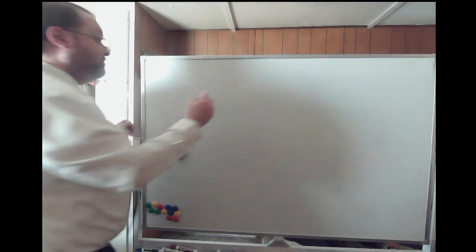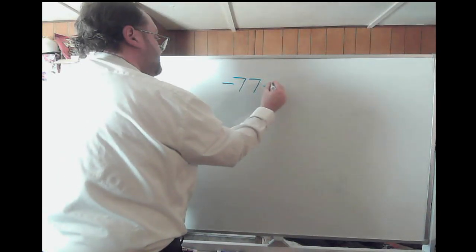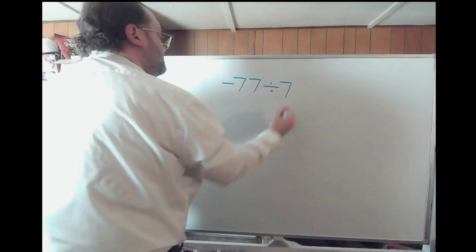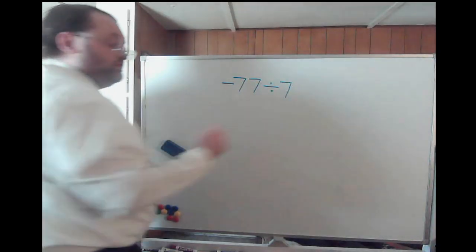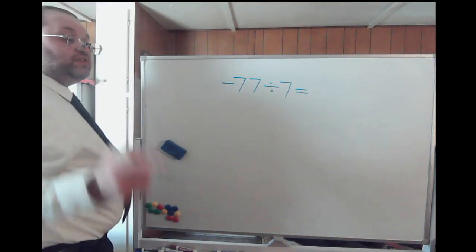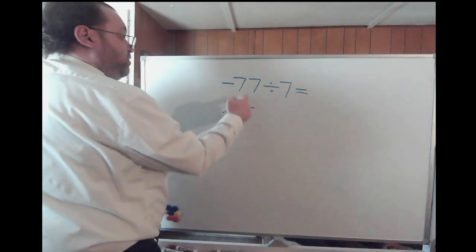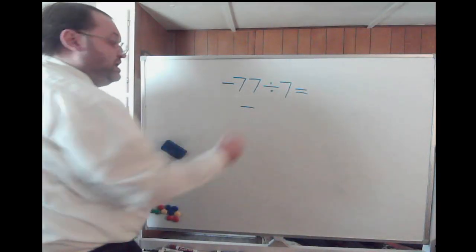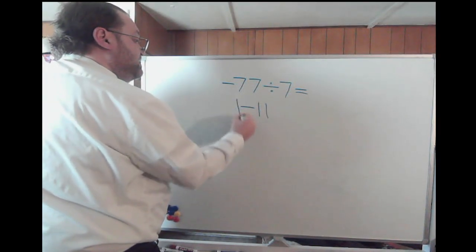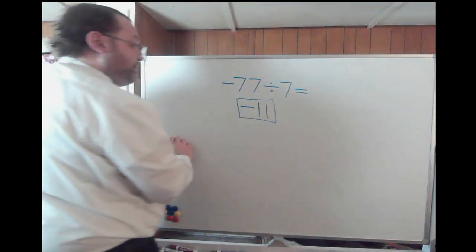Okay. Now let's say we have negative 77 divided by 7. Well, you have a negative divided by a positive. That's going to give you a negative. So now that we know it's going to be negative, worry about 77 divided by 7. That'll be 11. So your answer is negative 11. That would be the answer you get, negative 11.